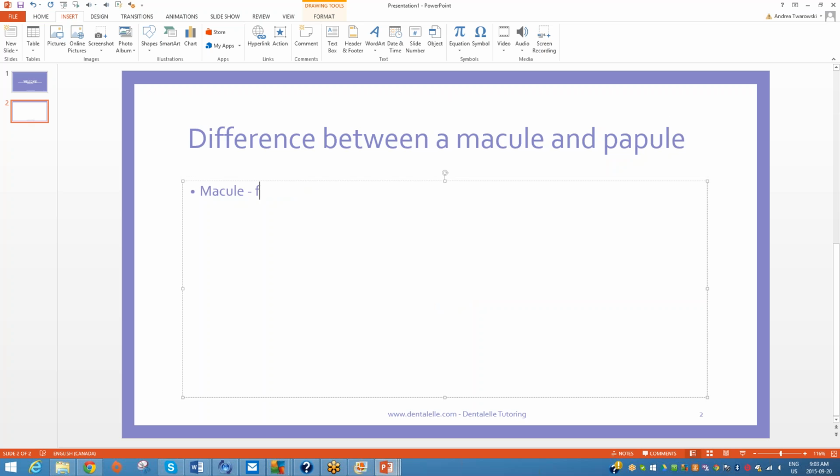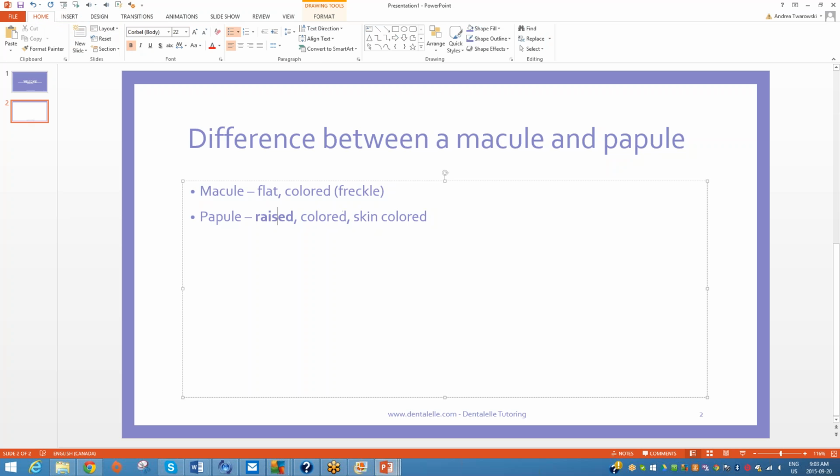So a macule is something that is flat, and it's colored. So think of your basic freckle. This is a good example. A papule is different because it is raised. And it could be colored, it could be skin colored. The color is not the huge thing here. It's just a matter of that it is raised. And the same thing with the macule is that it's flat. Let me just underline these for you guys. So this is the clear difference between the two, okay?